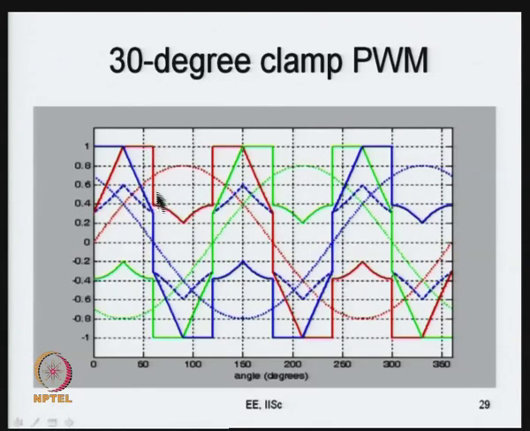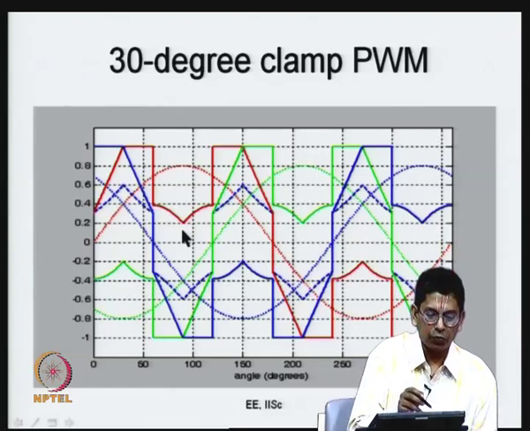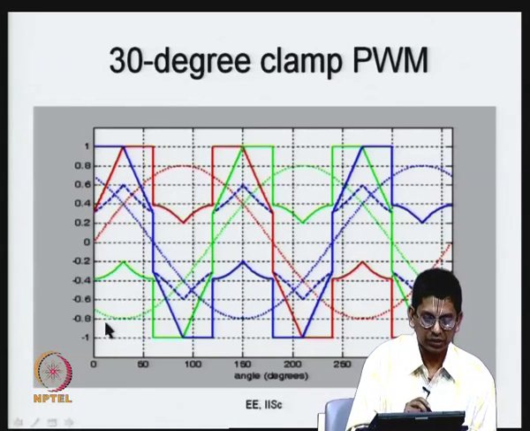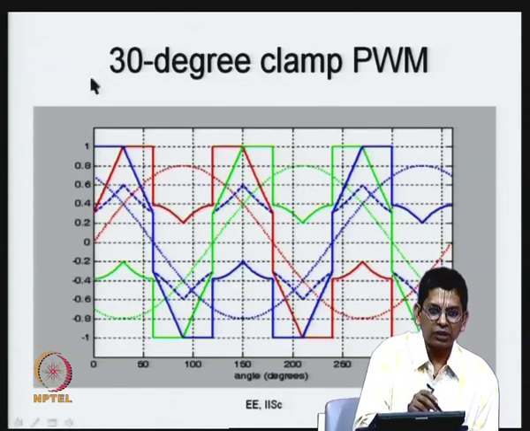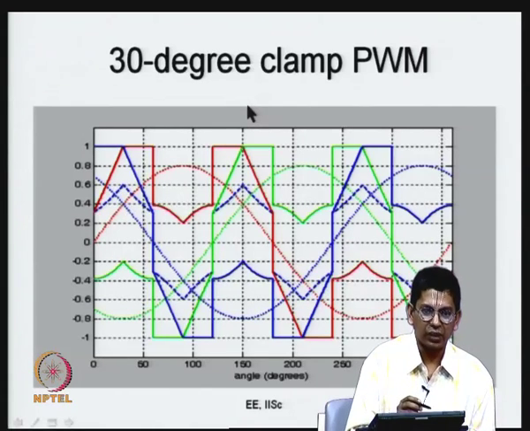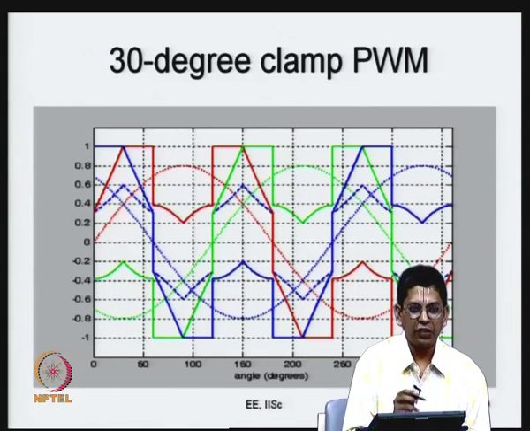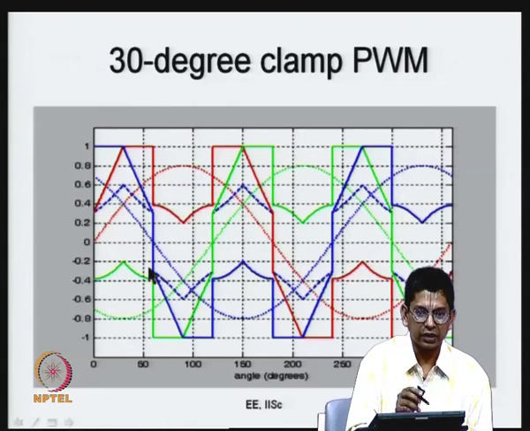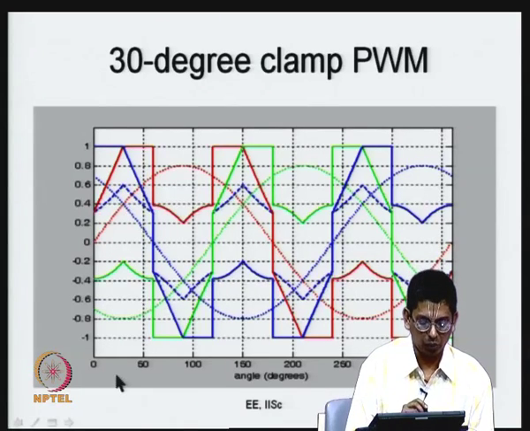If you add this modulating signal, you get that the R phase is clamped for 30 degrees here, between 30 to 60 degrees, and here again it is clamped for 120 to 150 degrees. This 30 to 60 is the middle 30 degree duration in the first quarter cycle. Again this 120 to 150 is the middle 30 degree duration in the next quarter cycle. So, every phase is clamped for 30 degree duration in the middle of every quarter cycle, and that is why we give a name called 30 degree clamp PWM. Again this is only a name; different names are used for these methods.